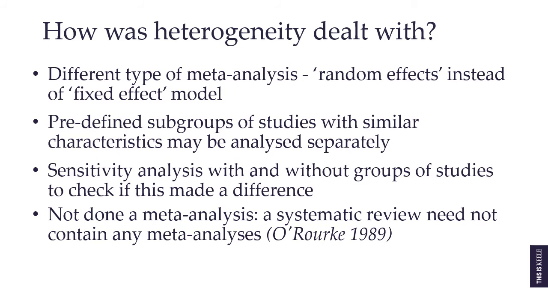It may be possible also to identify certain subgroups, different studies that have different characteristics, maybe within the population or the setting or the interventions. And you can either analyse these separately as separate subgroups or see what effect they have by taking them out and using a sensitivity analysis. Or again, there's the option always not to do a meta-analysis and to rely on the narrative synthesis, which is a valid option as well.